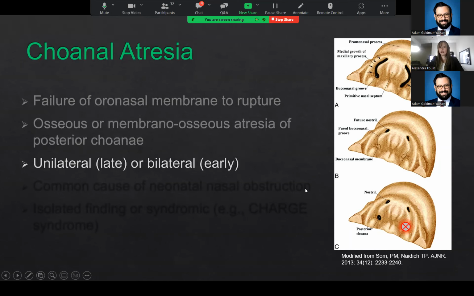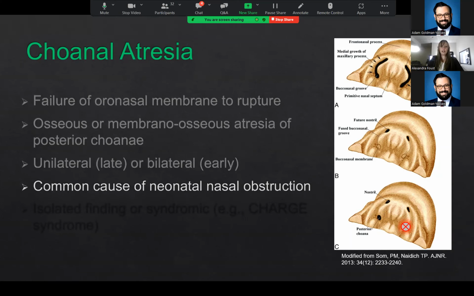It can happen unilaterally or bilaterally. If it is a case of bilateral, it's a common cause for neonatal airway obstruction. If it's unilateral choanal atresia, it doesn't always come to clinical attention right away because they are still able to breathe out of the contralateral side. So it may come to light a little bit later in life with nasal stuffiness, or maybe they got a cold and then the good side got congested and they come to clinical attention because they're struggling with breathing issues or difficulties with feeding, etc.